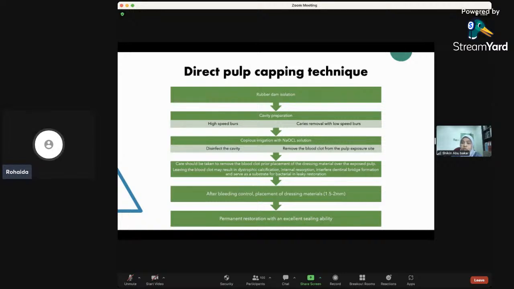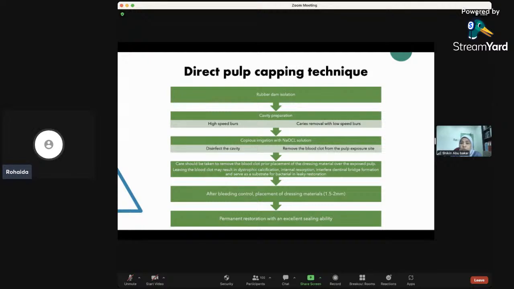Okay, copious irrigation with a sodium hypochlorite solution. Okay, the purpose is to disinfect the cavity, because you want to get the area clean, especially the pulp area. Okay, and the other function of the sodium hypochlorite is to remove the blood clot from the pulp exposure site.